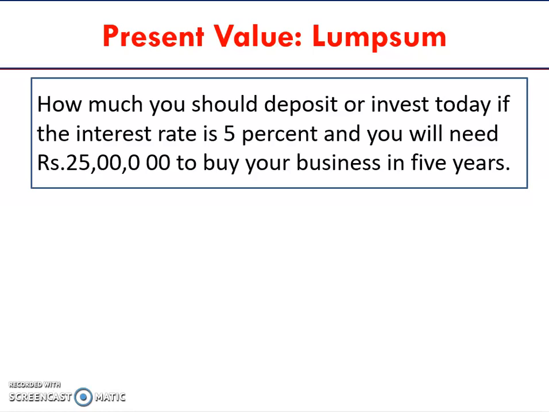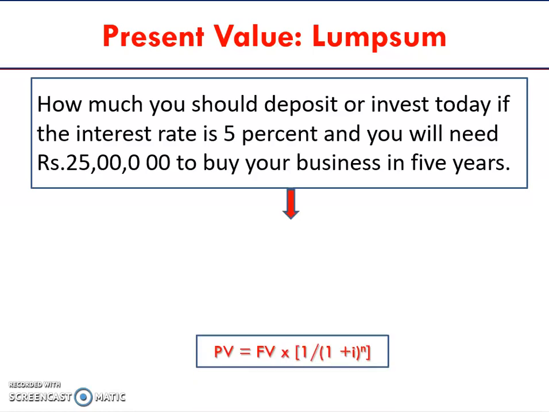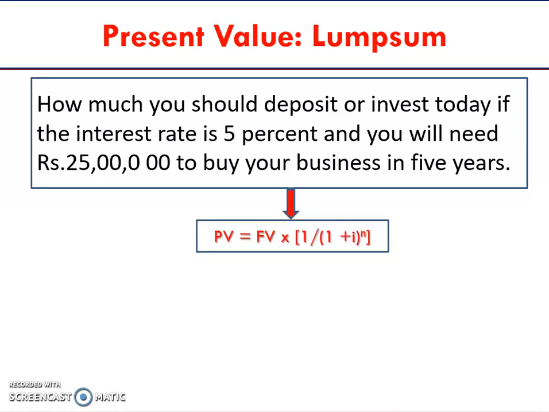So what is unknown to me is the present value. Which formula will you use? Recall, present value is equal to future value divided by 1 plus r raised to n, or 1 plus i raised to n. I or r both stand for rate of interest, right? So I know my future value is 25 lakhs. I know my number of years is 5 years and my rate of interest is 5%.